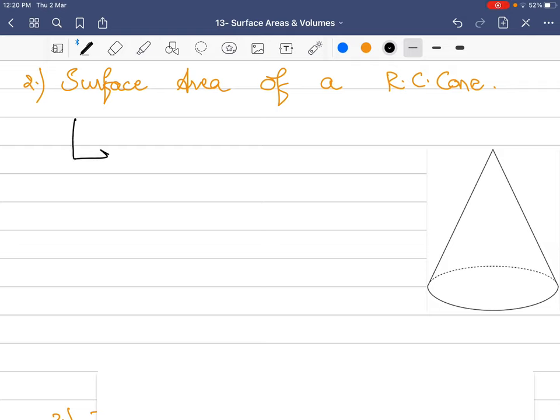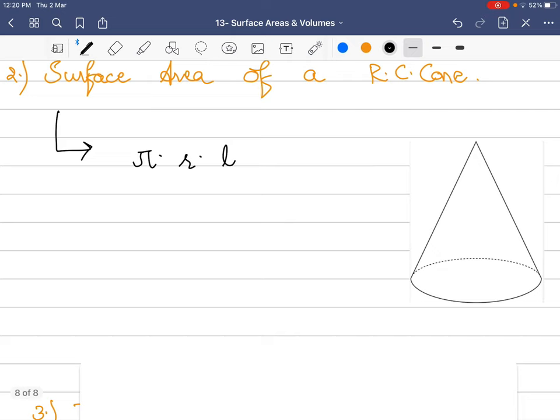So the surface area of a right circular cone is given by the formula pi into r into L. We all know what r is, so this is r, I'm just going to mark here, this is our radius, and this is L, which is the slant height. So if I give you the radius and the measure of slant height of a right circular cone, then the surface area is given by the product of pi into r into L. Quite simple and straightforward formula.